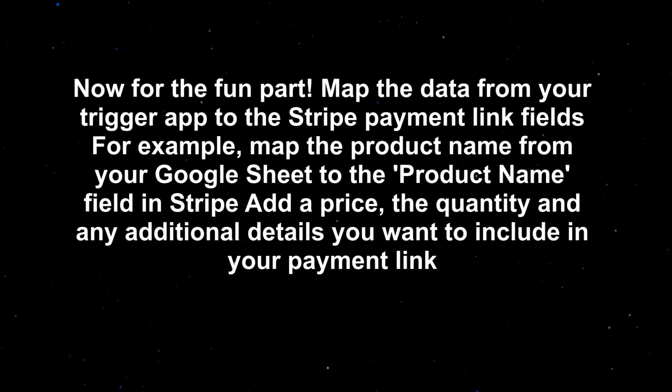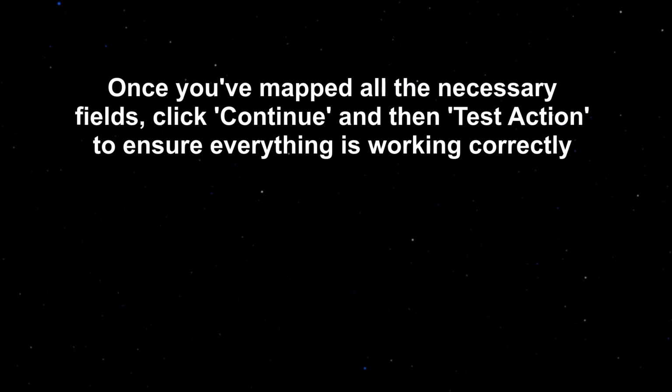Now for the fun part: map the data from your trigger app to the Stripe payment link fields. For example, map the product name from your Google Sheet to the product name field in Stripe. Add a price, the quantity, and any additional details you want to include in your payment link. Once you've mapped all the necessary fields, click Continue and then Test Action to ensure everything is working correctly.